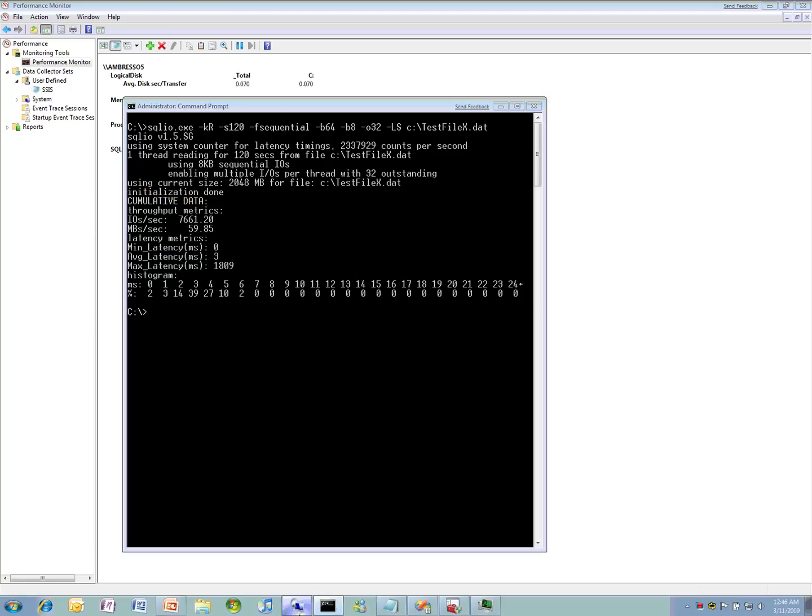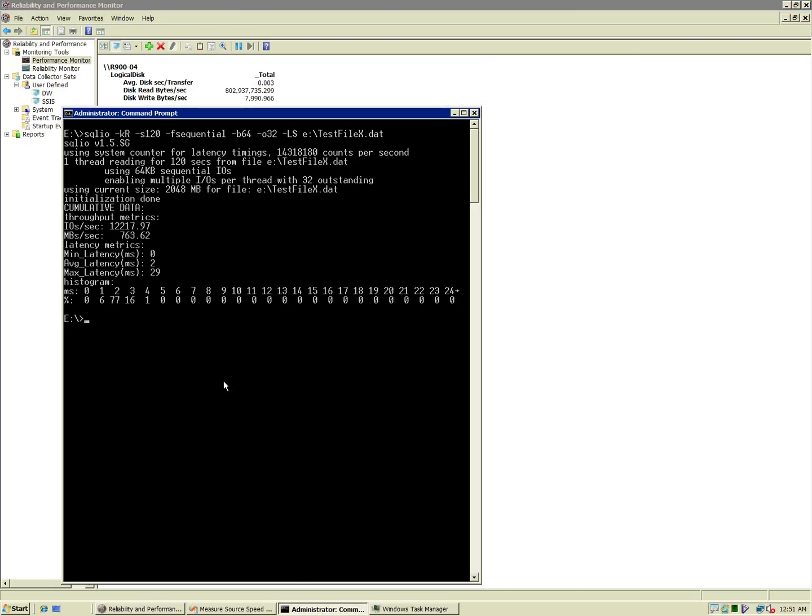But if I was to go ahead and look at SQLIO on my more powerful system, the IO is 12,217.97 IOs per second, and the megabytes per second is much higher at 763.62 megabytes per second. So both the perfmon counters and something like SQLIO, these are counters and information that you can bring back to your systems engineering or infrastructure team so they know how to help optimize the hardware for your SSIS packages to run that much faster.